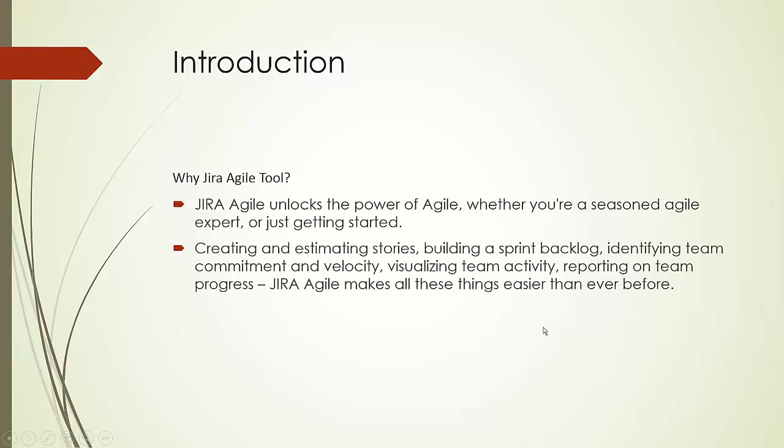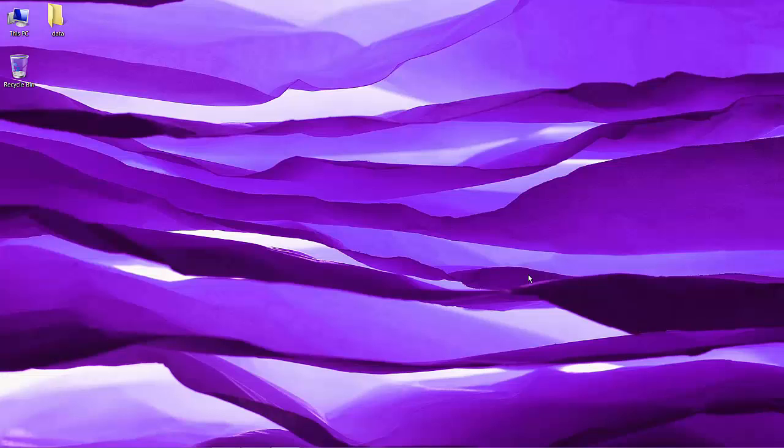And the second thing is, while developing software, what you need from an agile tool: creating and estimating stories, building a sprint backlog, identifying team commitment and velocity, visualizing team activity, reporting on team progress. Jira Agile makes all these things easier than before. That's why I selected this tool, and now I'm going to give you a demo on Jira Agile tool.